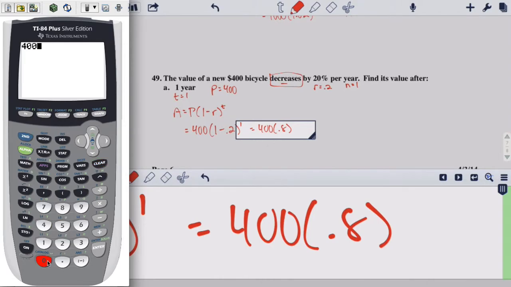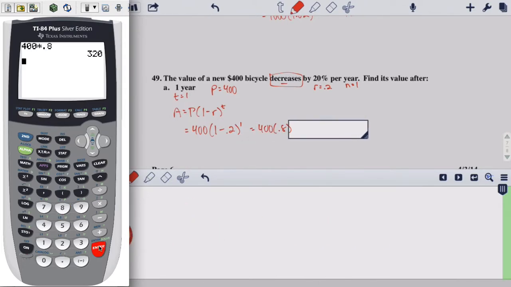400 times 0.8. Enter. That's equal to $320.